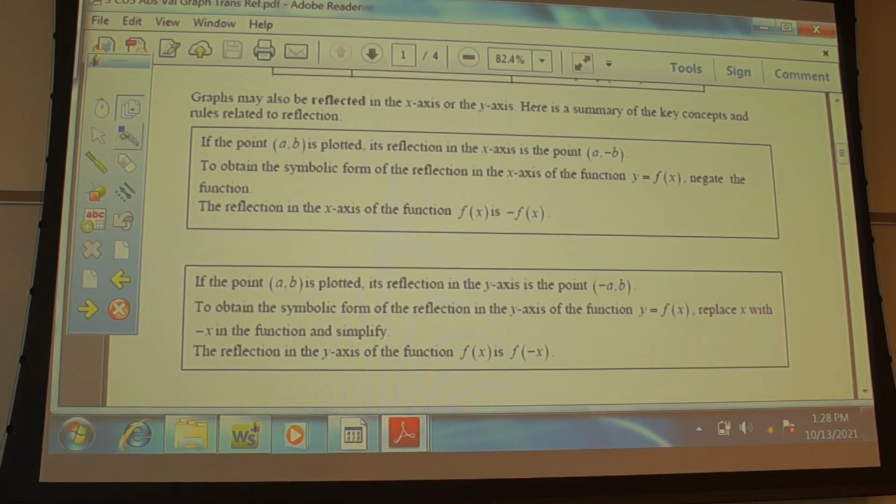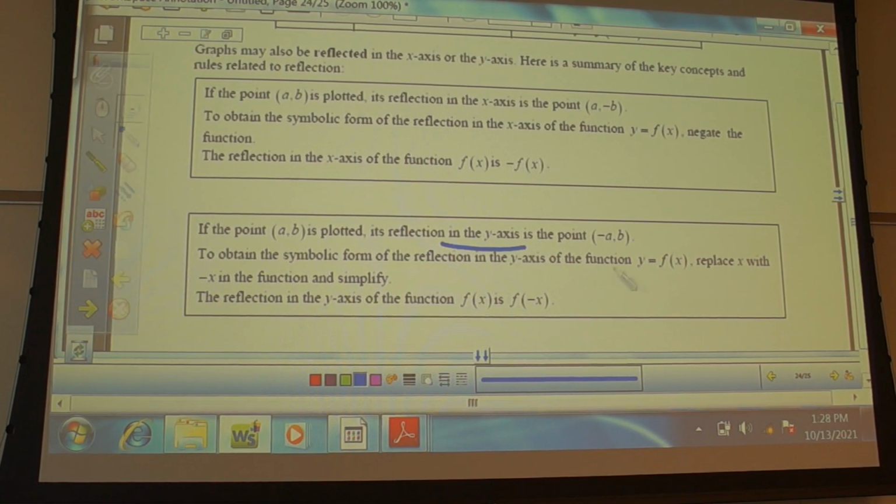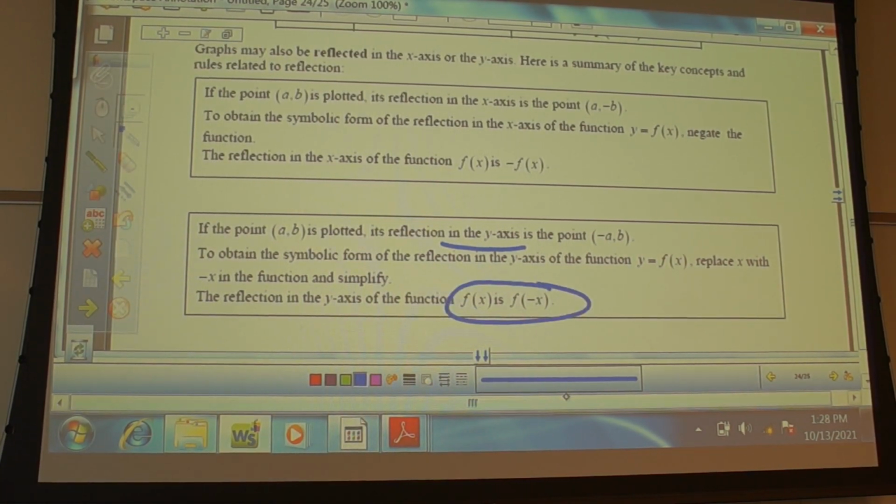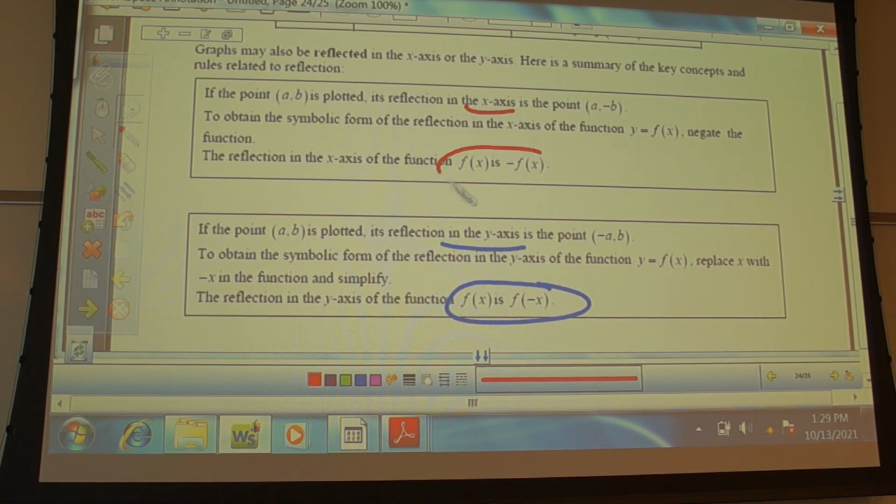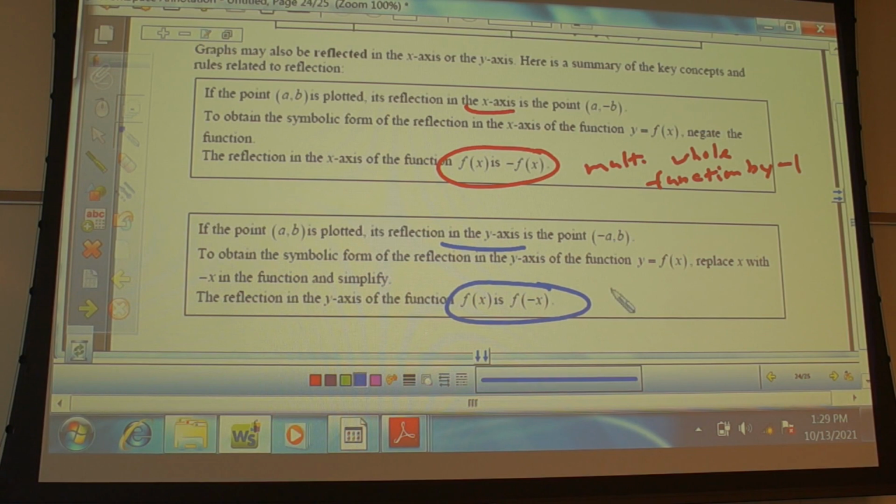So here's the bottom line. If it's reflected in the y-axis, then you just make all the x's negative x's. If it's across the x-axis, then the whole function gets multiplied by -1. Multiply the whole thing by -1. Replace x with negative x. That's the bottom line. Okay, that's our review part. So now we're going to do them.